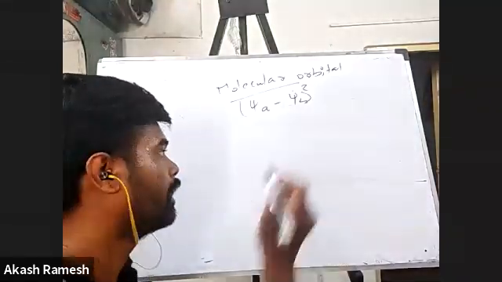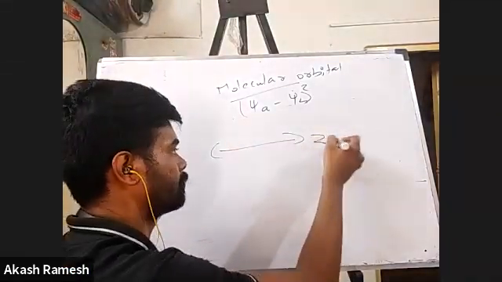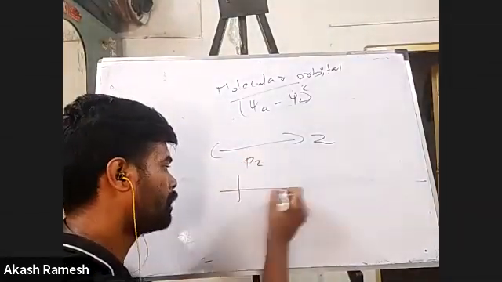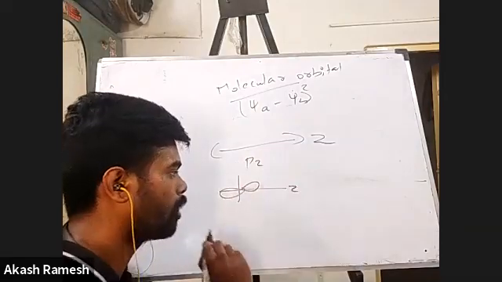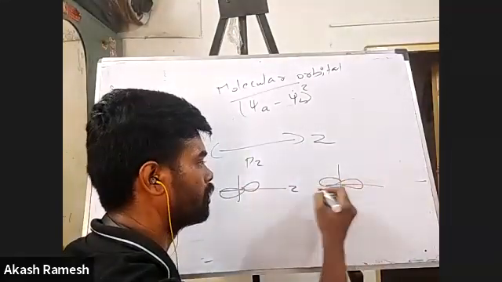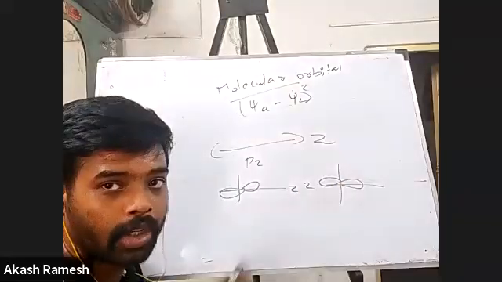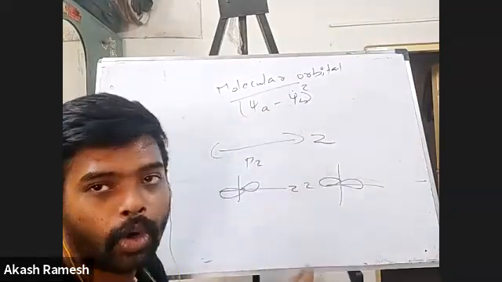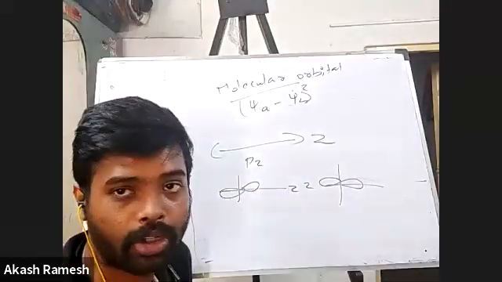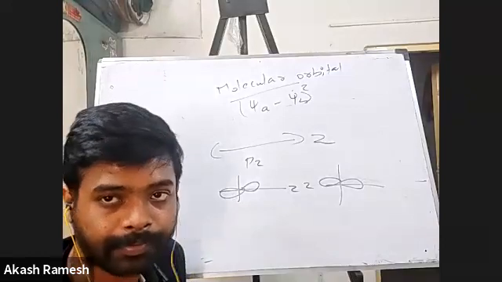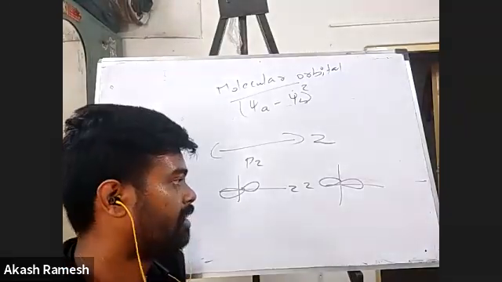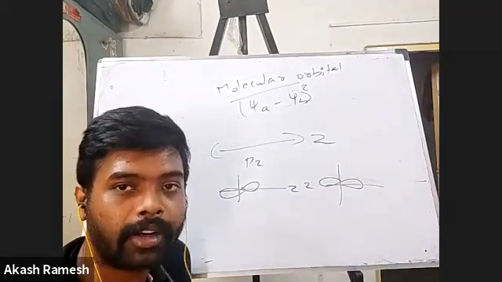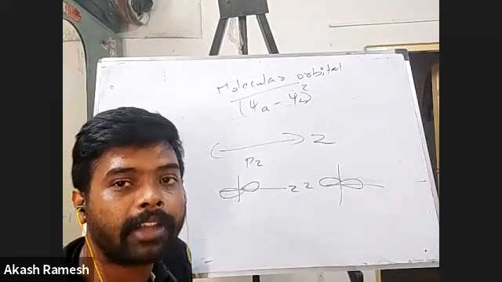Say for example, if this is my z-axis, I know pz will be like this. If I decide this, then px and py can only undergo lateral overlap. There is no question of head-on collision. So we'll decide that the z-axis is my internuclear axis.